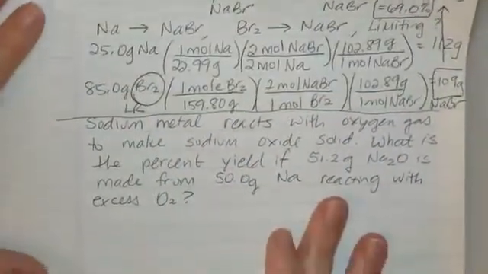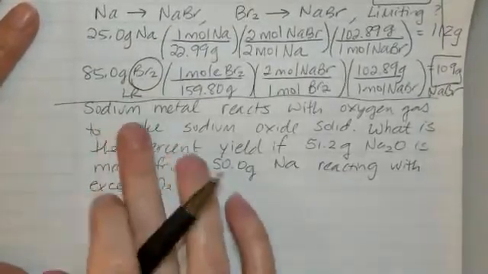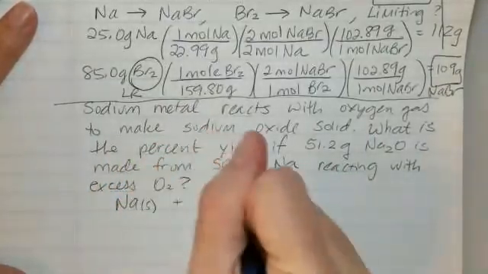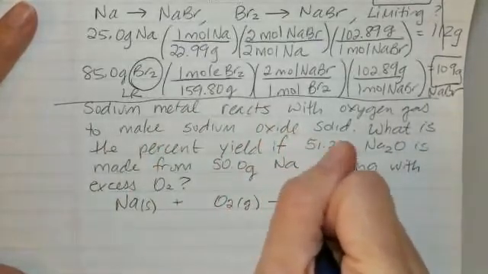All right. So next question says, again, I'm using sodium, but any alkali metal will do. Sodium metal reacts with oxygen. Again, oxygen, part of the HOFBrINCl, so we need to make it as an O2. And we're going to make sodium oxide.